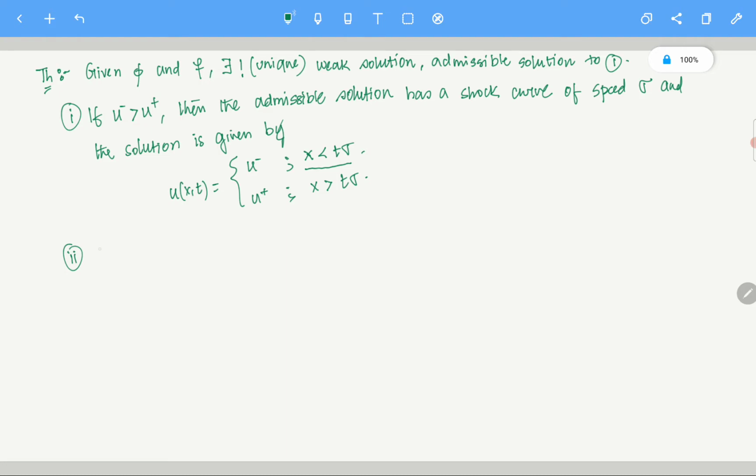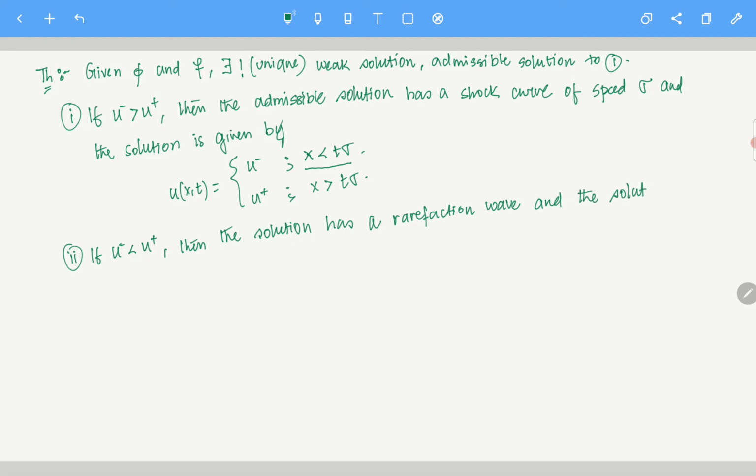And number 2, if u minus, the wave on the left, has speed less than u plus on the right, then you remember what happened? There was a gap, right? That rarefaction gap. Then the solution has a rarefaction wave. I hope you remember this one. Yes, this was the gap in that xt plane where we could not find a solution, right?